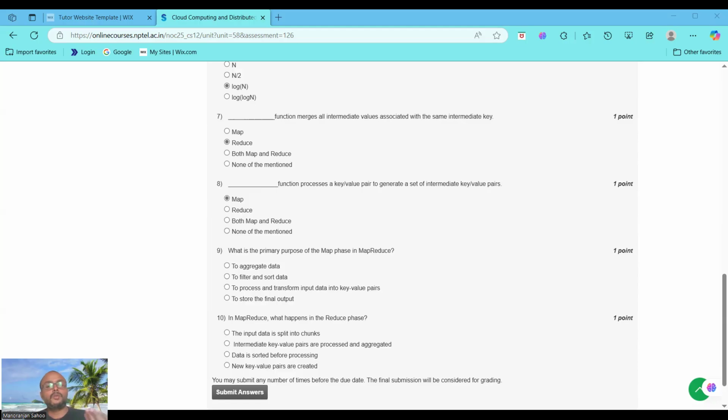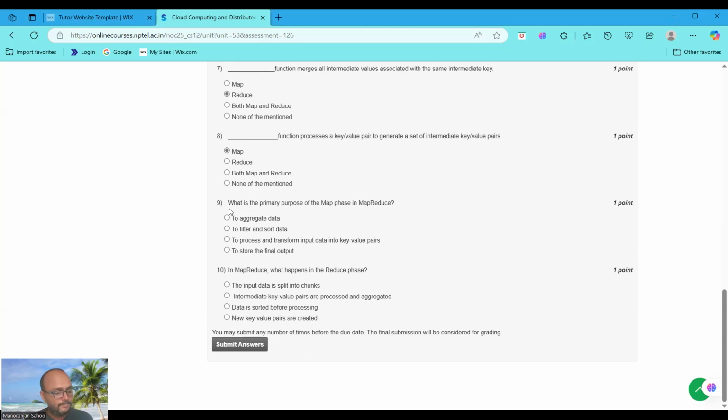Reduce processes these intermediate pairs, not generates them. So B, C, D, reduce aggregates, not creates intermediates. Remember options B, C, D, that is reduce, both map and reduce, and neither creates any intermediate. Only the map function processes the key value pair to generate a set of intermediate value pairs. So here you can choose option A.